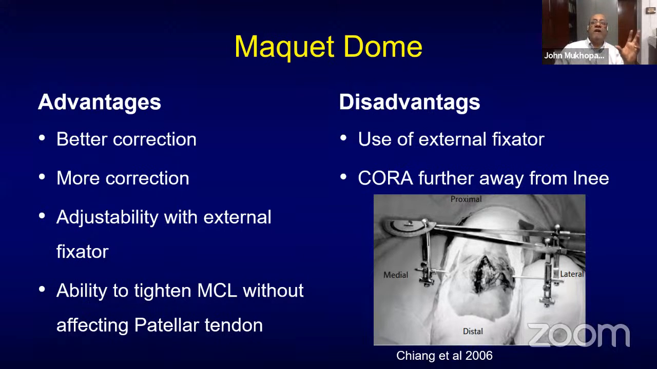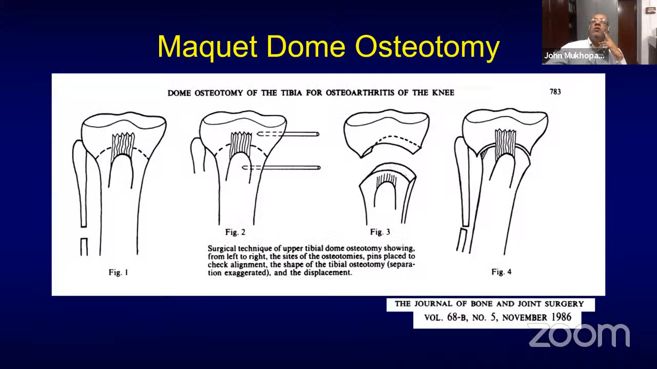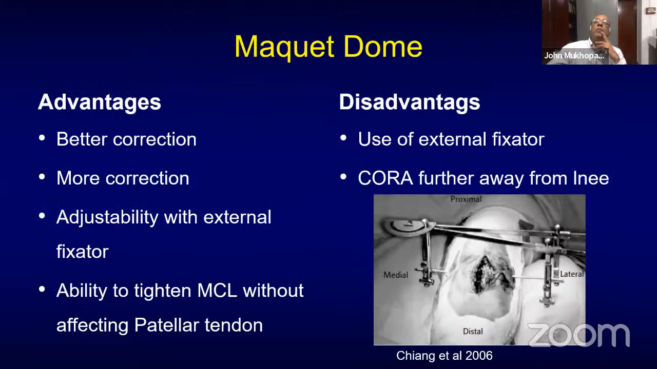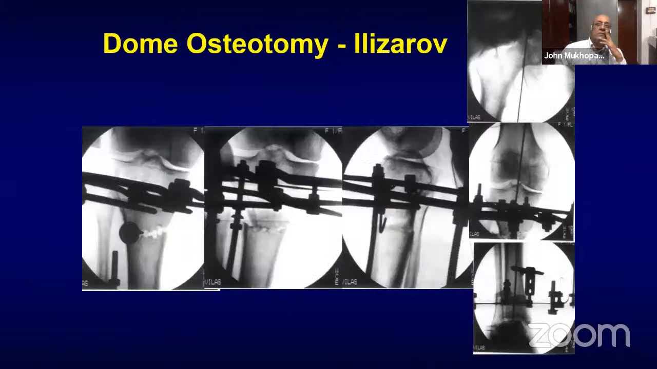However, it had some disadvantages. One was if you used an external fixator, you had pin track problems. And the second thing was because it was a dome which was centered towards the joint, your CORA became the center of this, okay? So your CORA went away from the joint line. So you needed translation. So this is translated medially. Ideally, the distal fragment needed to be translated laterally if you want to maintain exactly the mechanical axis.